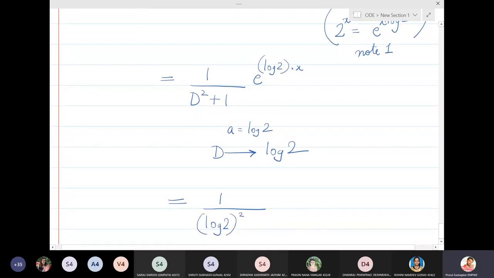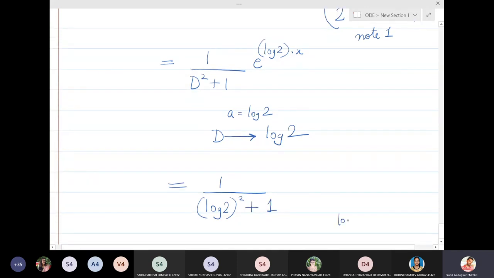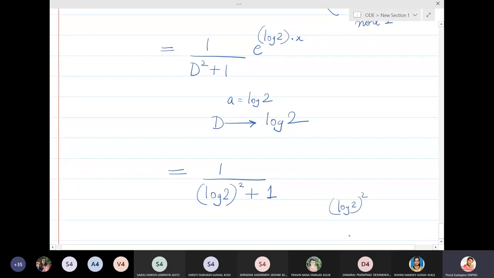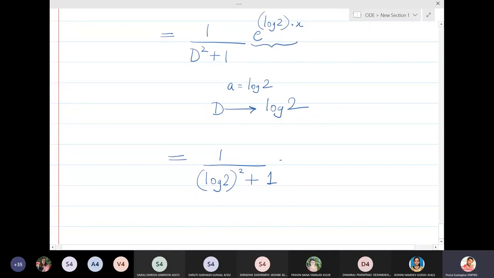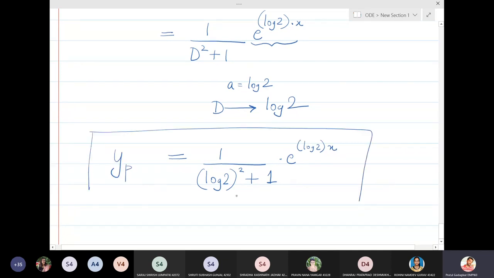It is not log 2 square. It is log 2 the whole square, plus 1. I hope you know the difference between log 2 whole square and log 2 square. Log 2 square will become log 4. Then e raised to, don't forget this e, otherwise students write this much and leave it, but you have to complete it. So it remains e raised to log 2 x. So this is now a function purely of x. This becomes your yp.